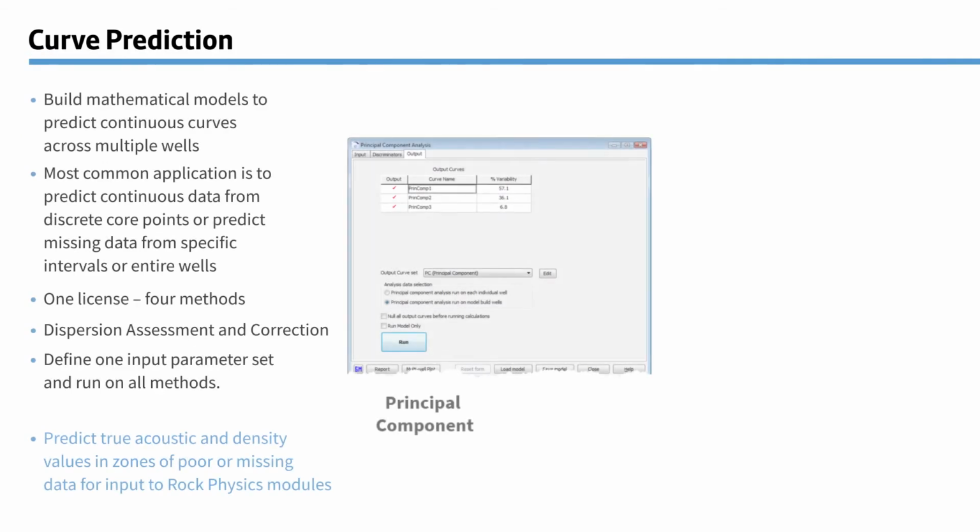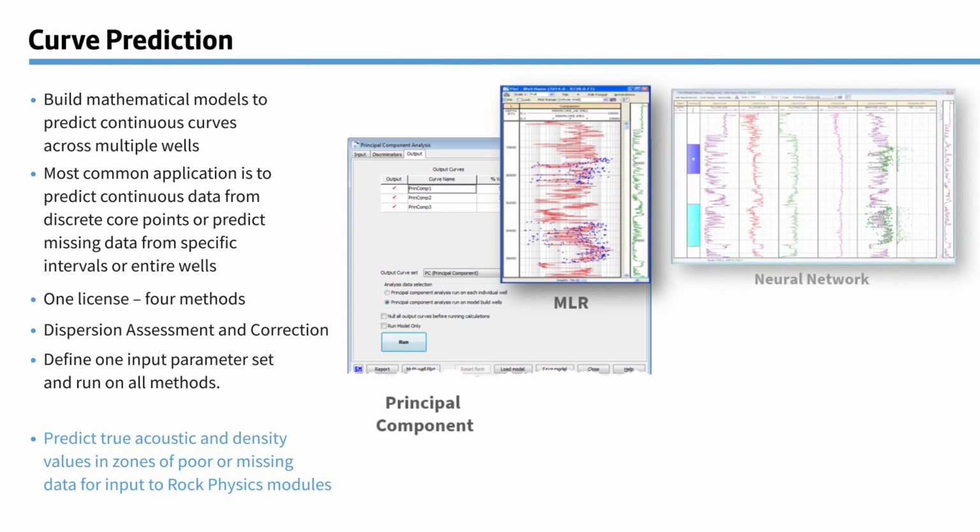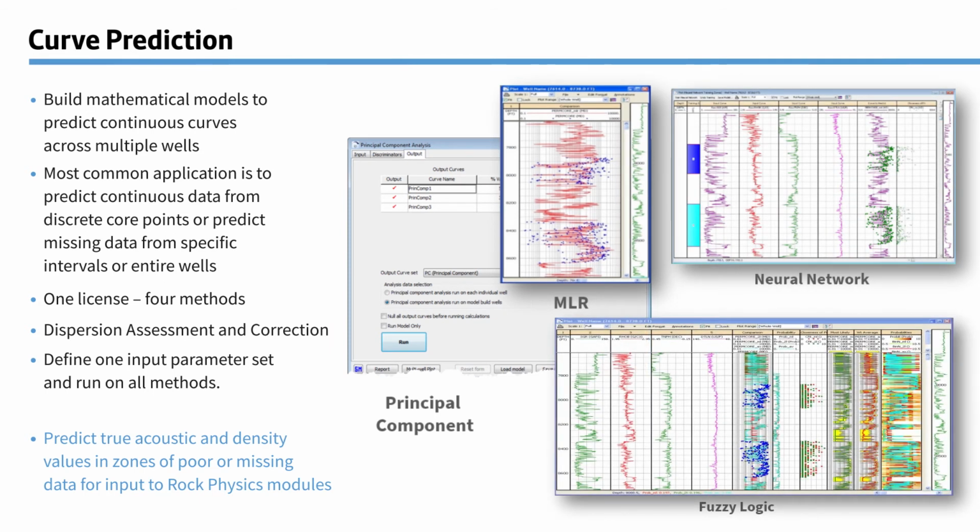Curve prediction is the set of modules we've already seen earlier in the presentation. The reason they're part of the geophysics bundle is because it's essential that we have good quality acoustic and density data as input to the rock physics module that we're about to look at. So it's a very useful tool as a pre-step to the rock physics.